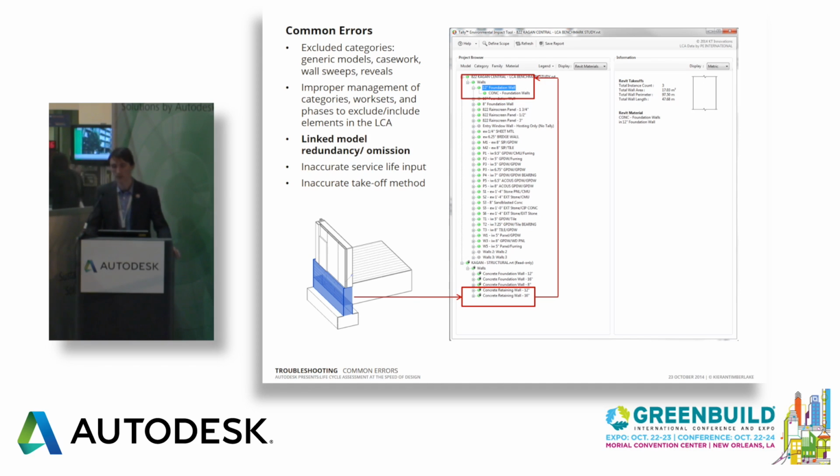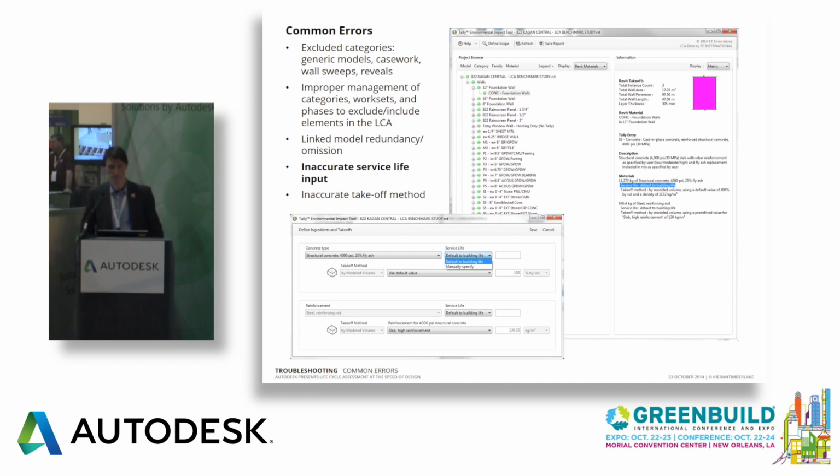Another key item to consider is that if you're working with linked models, let's say you have a detailed structural model that probably has the best representation of all of your structural floors, foundations, etc., it's probably a good idea to define those materials in that model. But then if you have them reproduced in your architectural model, you really want to make sure to exclude them and set them as what in LCA practice we would term a dummy material.